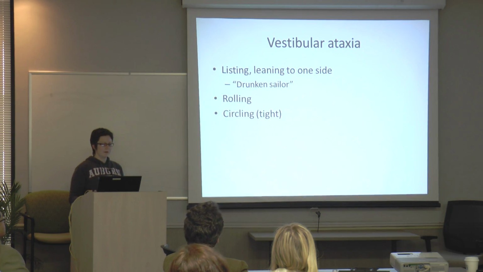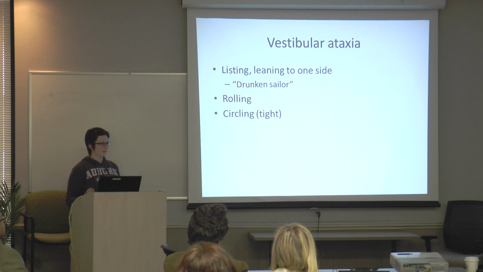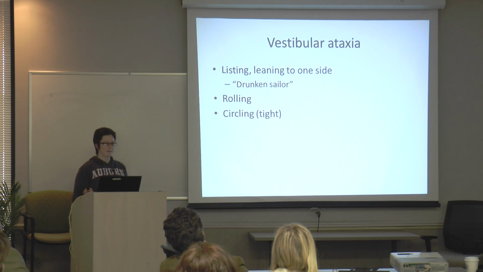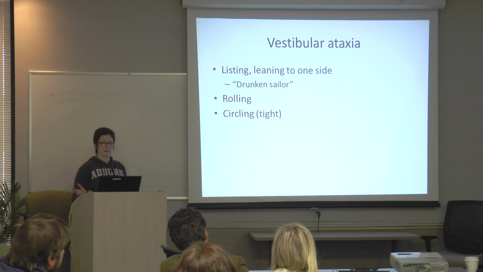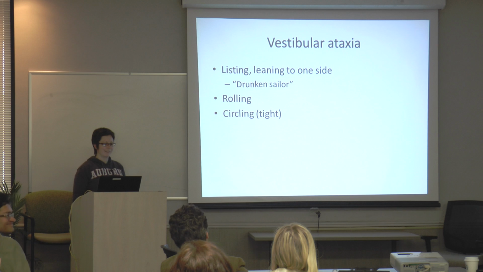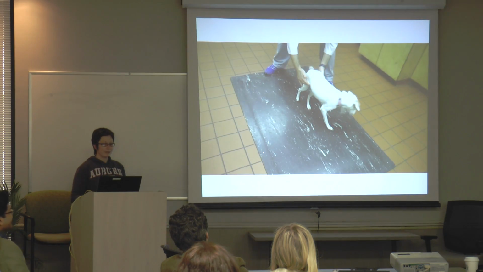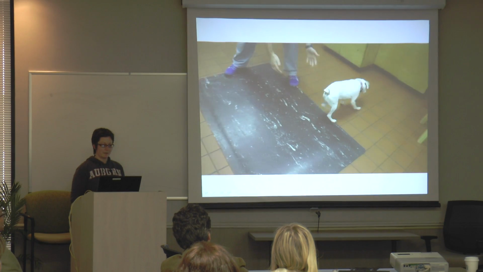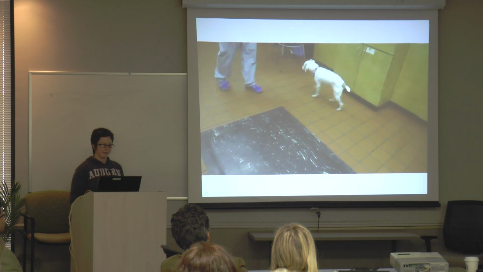I can show them or talk to them about a dog who has a particular type of gait abnormality called vestibular ataxia, which pretty much just looks like a college student potentially on a Saturday night. So kind of a drunken sailor type approach. Or again, I can just show them a video of a dog who's off balance and has this type of ataxia.